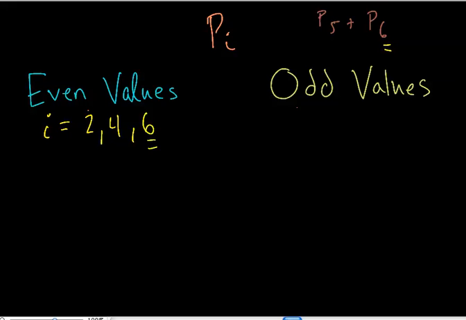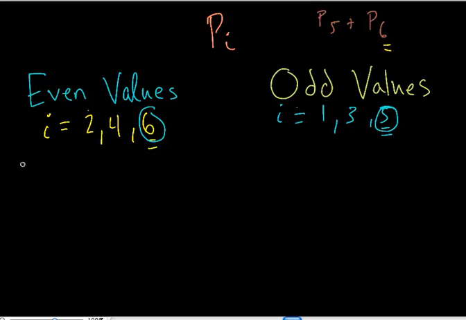Okay. For odd values, so what's an odd value? I is 1, 3, 5. Again, we'll stop at 5 because what we want to find is this P6 and this P5, and then we'll stop.